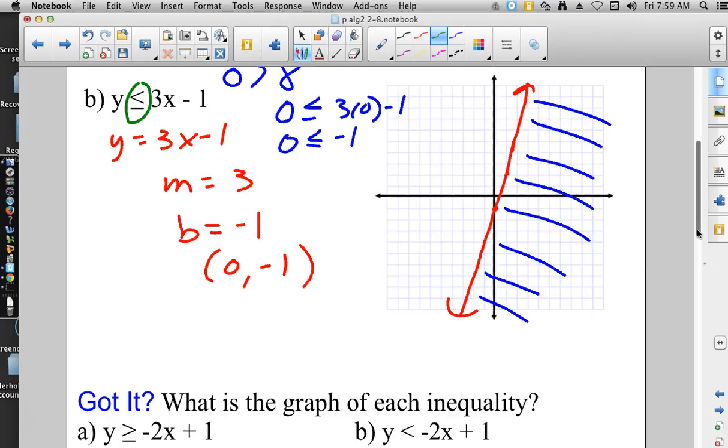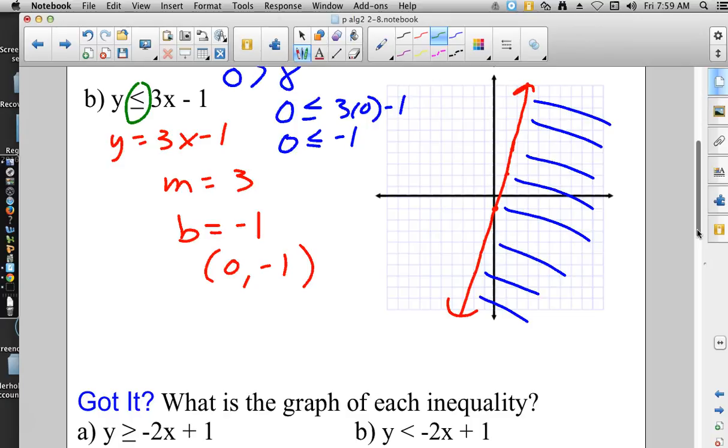It works whenever you have your equation in slope-intercept form. If it's in that y equals mx plus b format, all you have to do is look at the sign to know which way to shade. Greater than, you'll shade above. Less than, you'll shade below. But only if you have y equals mx plus b.